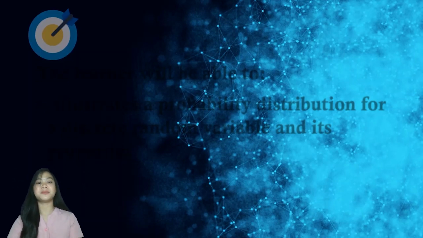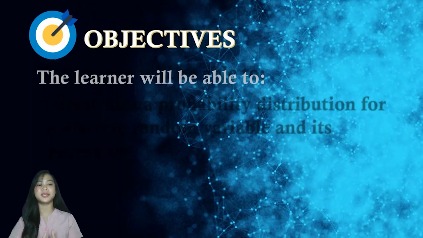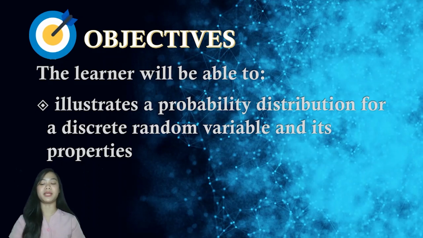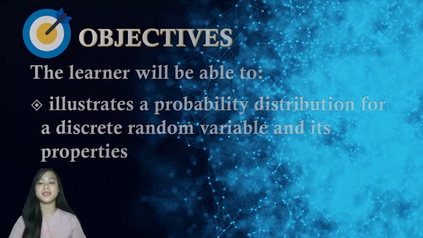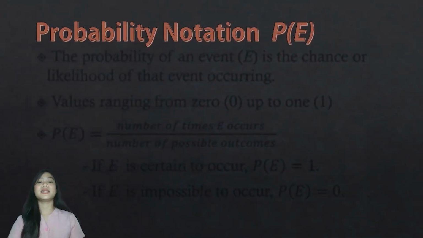So first, let's have our objectives for today's lesson. The learner will be able to illustrate a probability distribution for a discrete random variable and its properties. So we are going to discuss that. But first, let us have the probability notation.